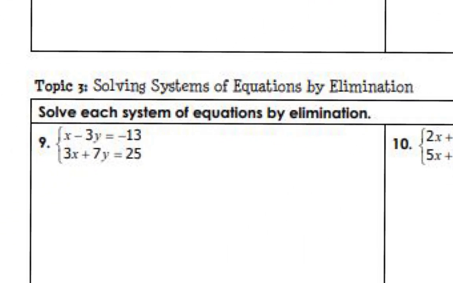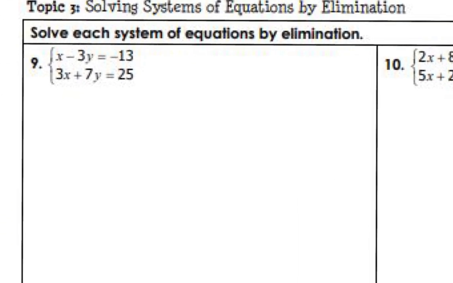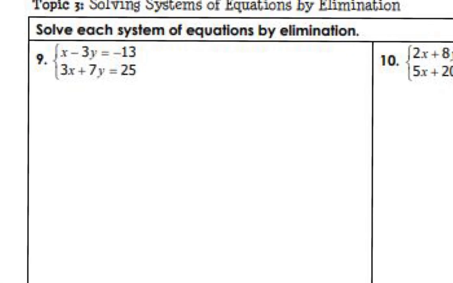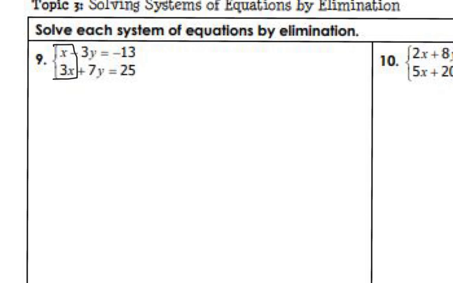All right, the next one says solve the system by elimination. Okay, so elimination is we need to line up my x's, line up my y's, line up my equal signs, and then line up the constants. So they need to be on top of each other. If they're not, we need to move stuff around to where they are, okay?